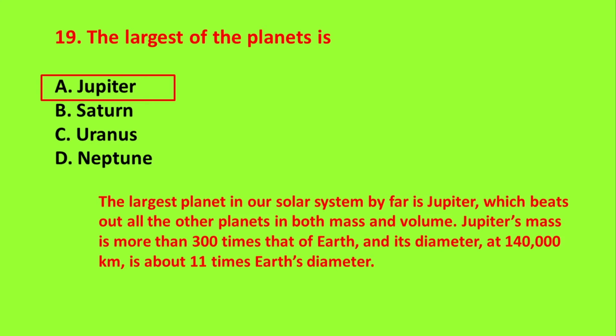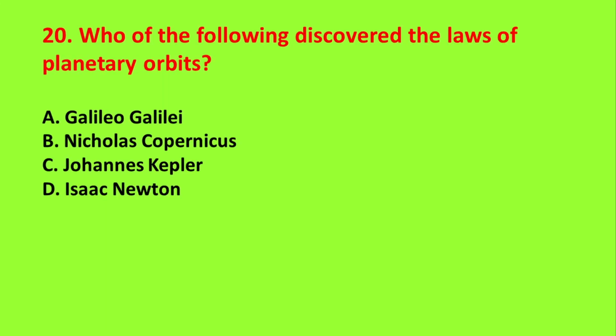Jupiter's mass is more than 300 times that of Earth, and its diameter at 140,000 km is about 11 times Earth's diameter. Question number 20. Who of the following discovered the laws of planetary orbits? A. Galileo Galilei, B. Nicholas Copernicus, C. John Kepler, D. Isaac Newton.